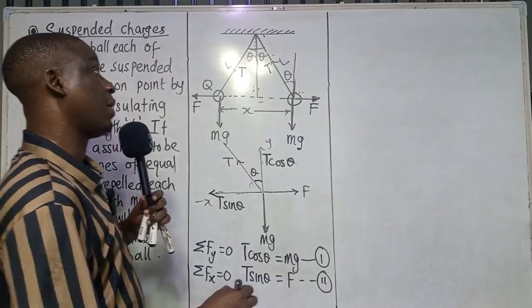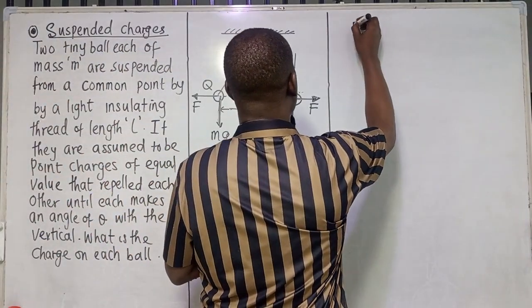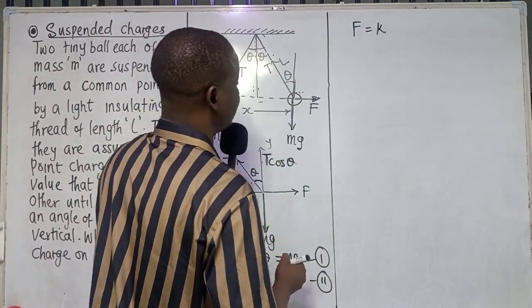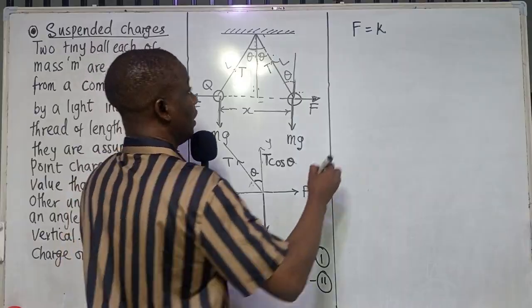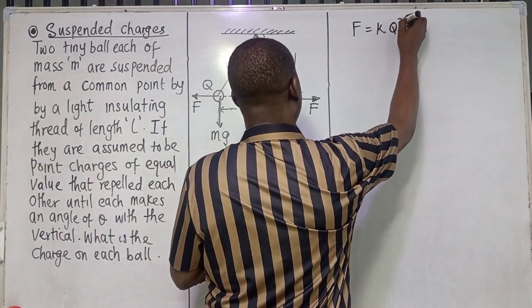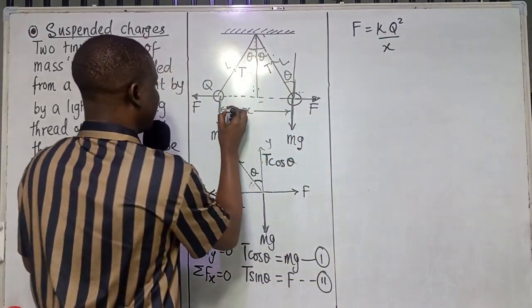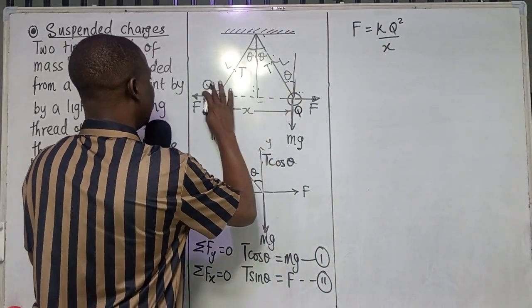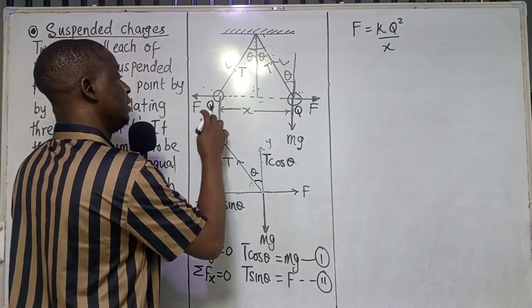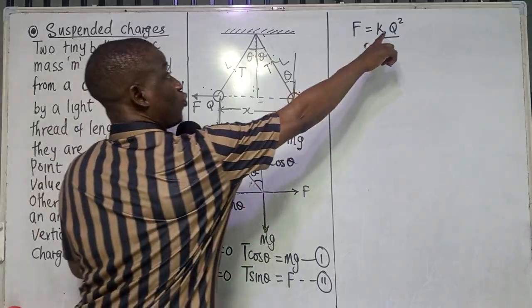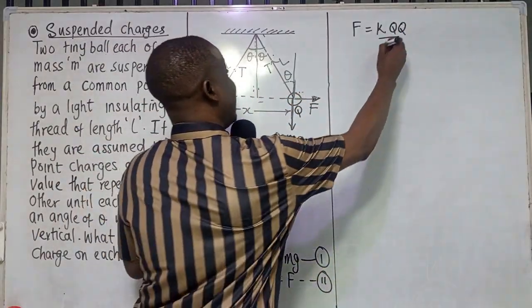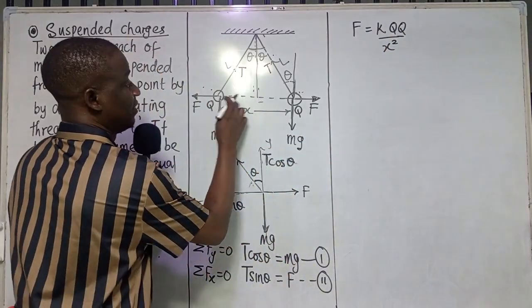Now, don't forget our F can be gotten by saying K, it's a repulsive force, and it's KQ square over X square. Now, don't forget the distance between the two charges. This is one charge Q. This is another charge Q. The two of them are equal charges. That's why I square it. Normally, it's supposed to be KQQ over X squared, the distance apart.